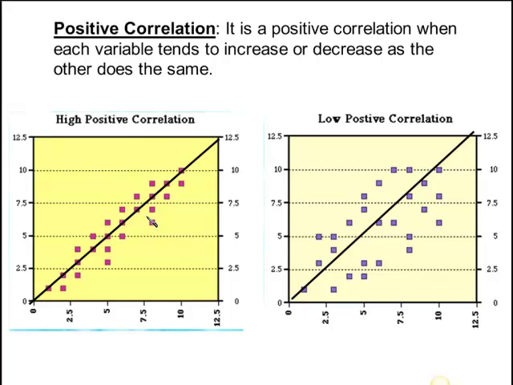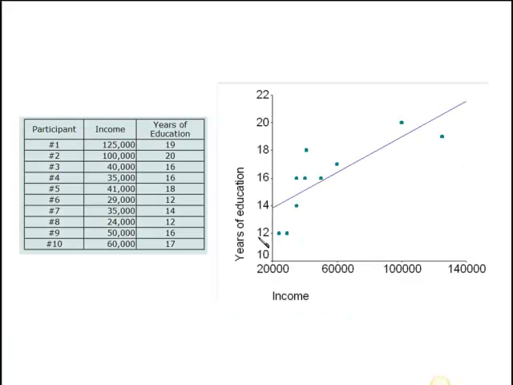So that's positive correlation. Go ahead and in your note sheets get down this definition, and then go ahead and sketch a positive correlation and try to think of some variables that you could use as two variables that would positively correlate, and we'll look at an example here.